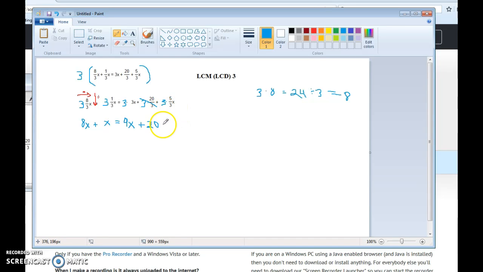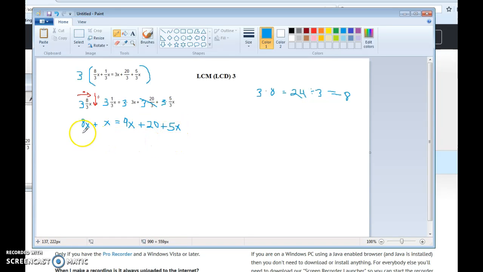In this case I have, let's see, plus, and in this case I have 3 times 5 is 15, and 15 divided by 3 is 5, so I have 5x. So now I have the equation 8x plus x equals 9x plus 20 plus 5x.